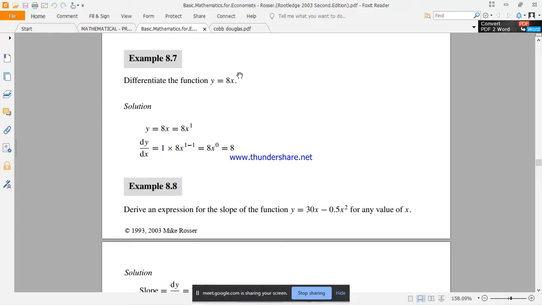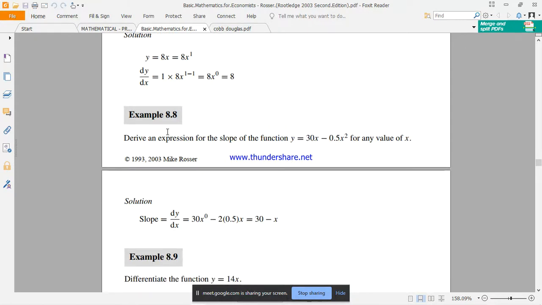X raised to the power 1 minus 1 becomes 0. But x raised to the power 0 is 1. So 1 times 8 is 8. So this is where the 8 is coming from.